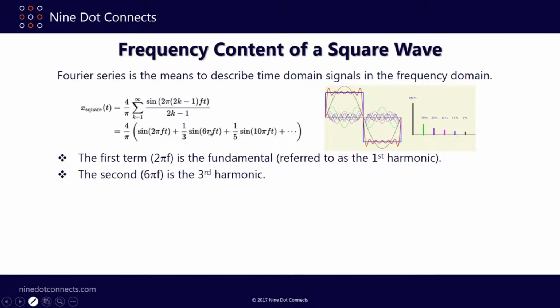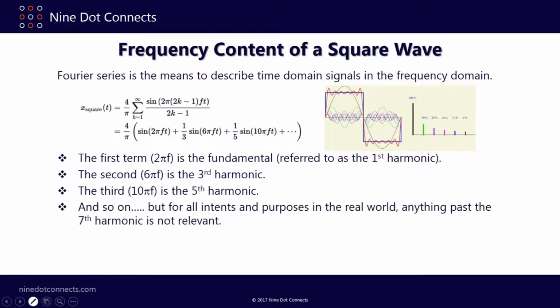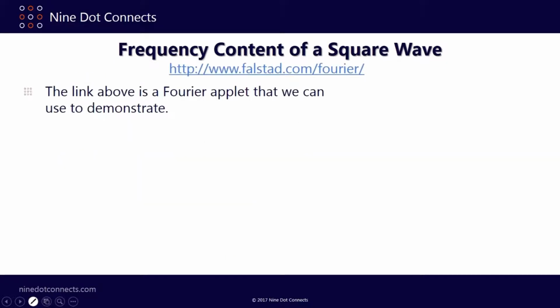So again, if you had 1 kilohertz as your fundamental, then you're going to have 3 kilohertz also. The third term, the 10 pi f, that's here. That's your fifth harmonic. And so on. But for all intents and purposes in the real world, anything past the 7th harmonic is not typically relevant. We don't have any even harmonics because the sine of 0 equals 0. So that'll play more into the discussion as I show you an applet.